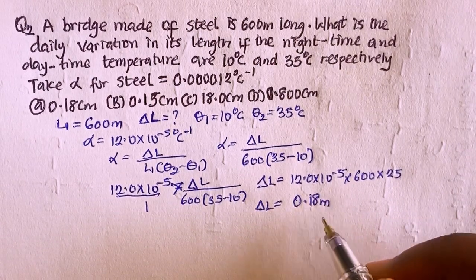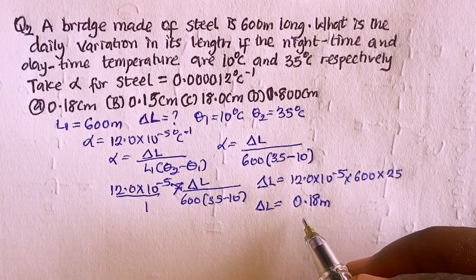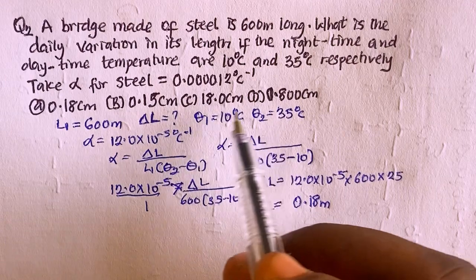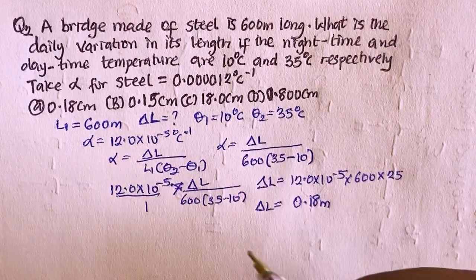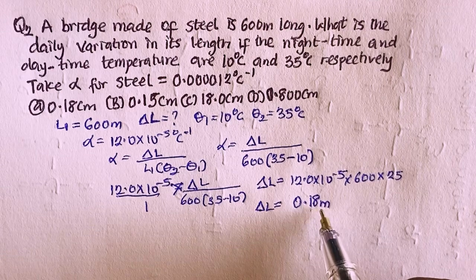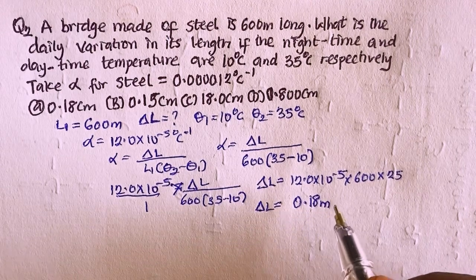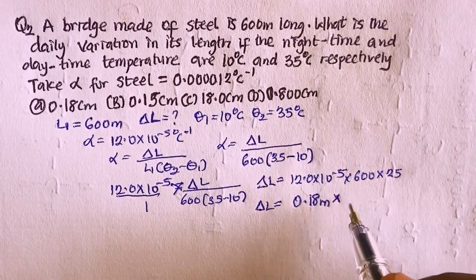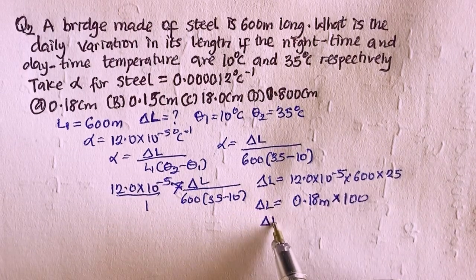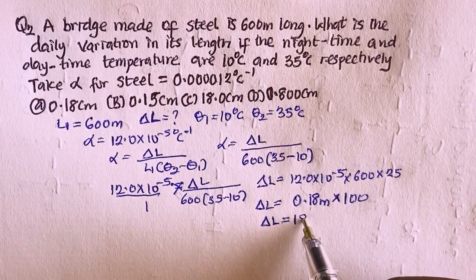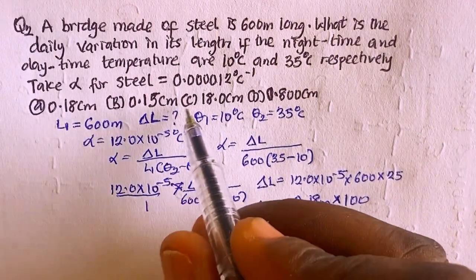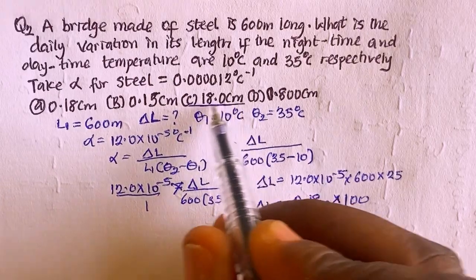0.18 meter. And let's check the options, do we have it? Okay, you look at these options, they are in centimeter, so we have to convert the answer here to centimeter. Converting it simply means we are going to multiply this by 100, right? Multiplying this by 100, I'm going to have my delta L, which is 18 centimeter. So here let's simply check, the right option is this, which is 18 centimeter.